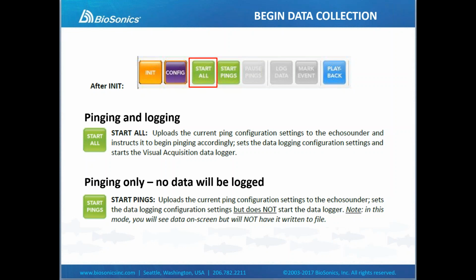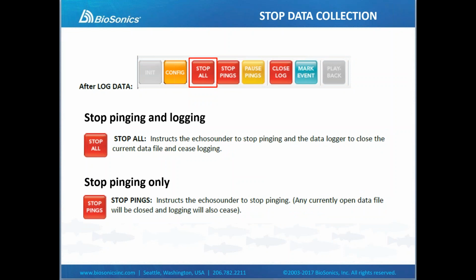And then once we line up on our first transect, we're going to stop and Start All, because we definitely want to record data using the Start All button. At the end of a transect, we're going to Stop All. Pretty straightforward. We can stop pinging only, which will continue. Any currently open data file will be closed and logging will also cease.